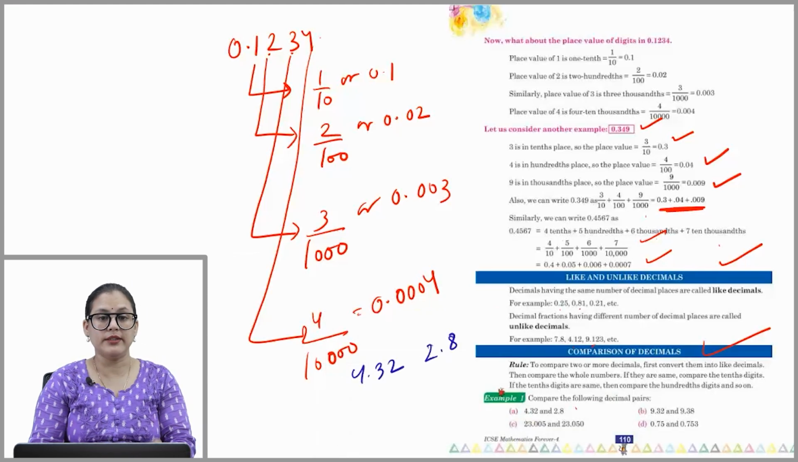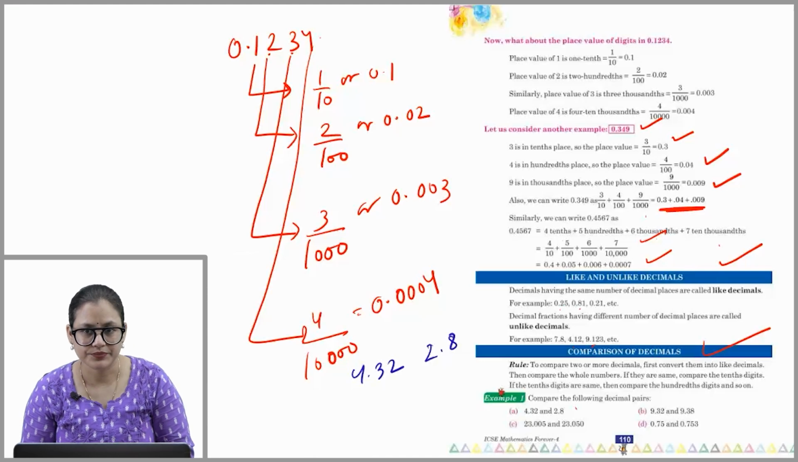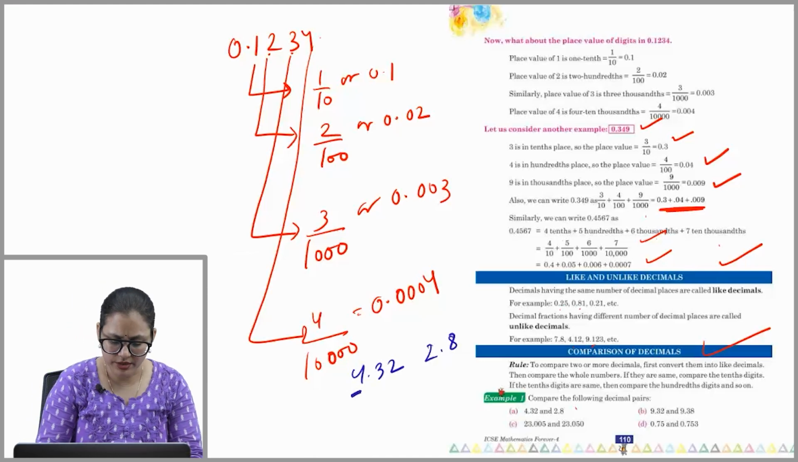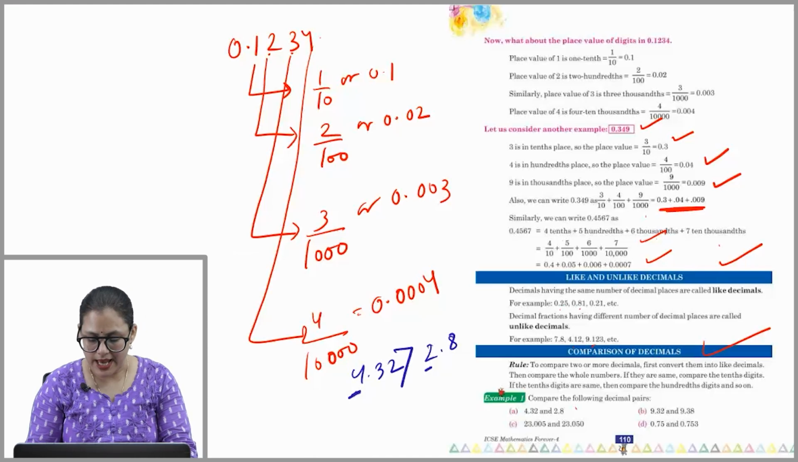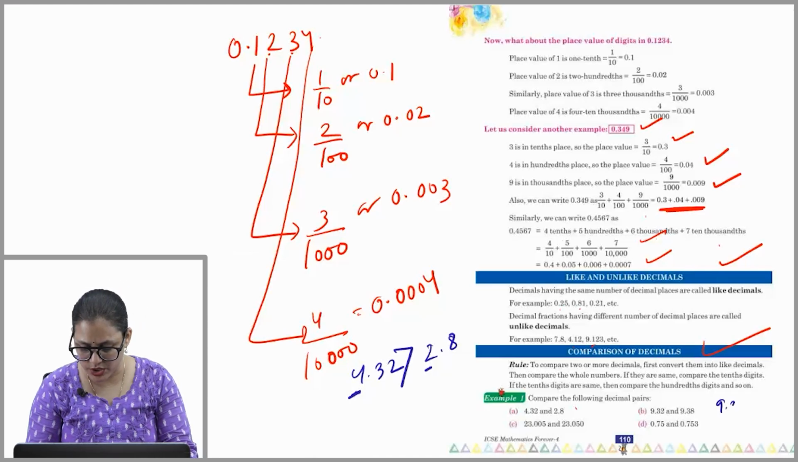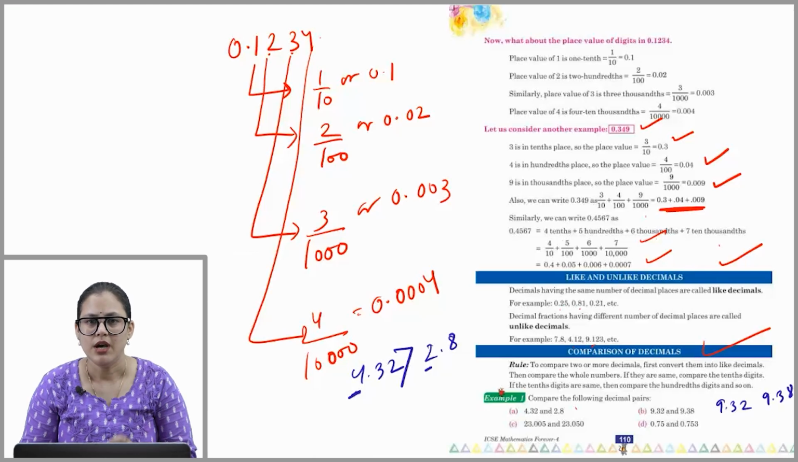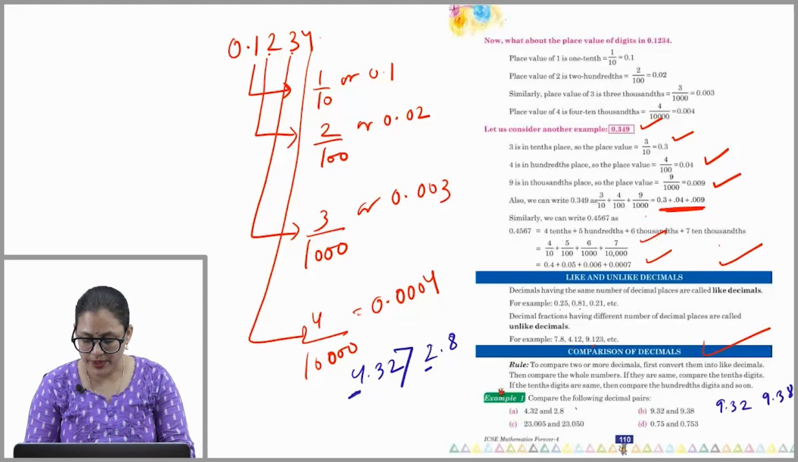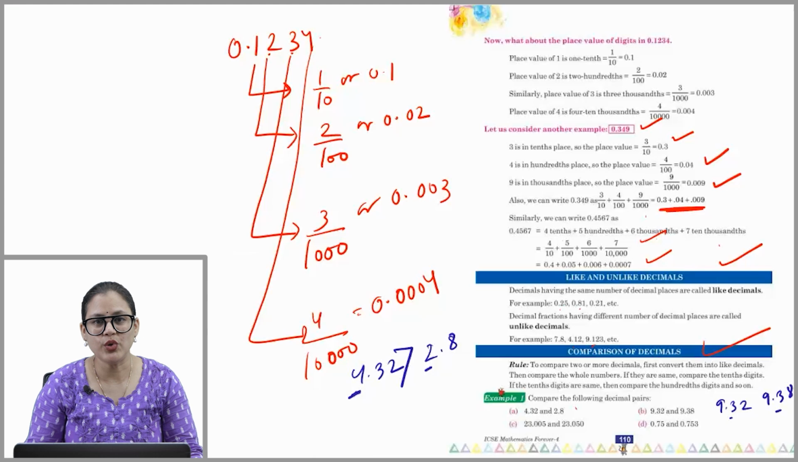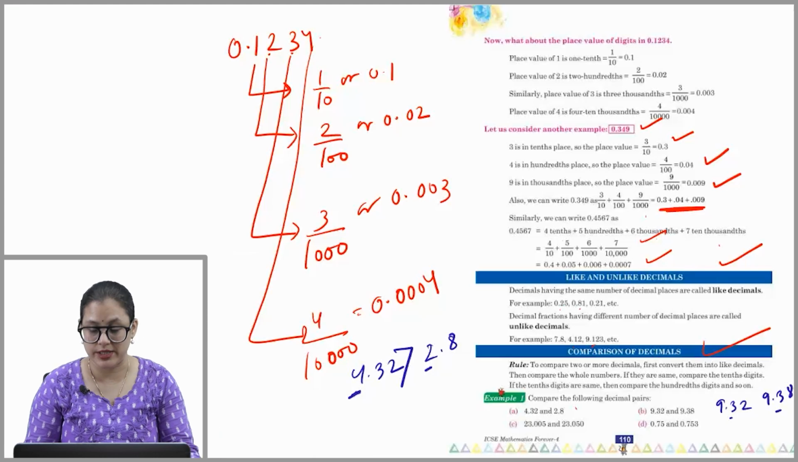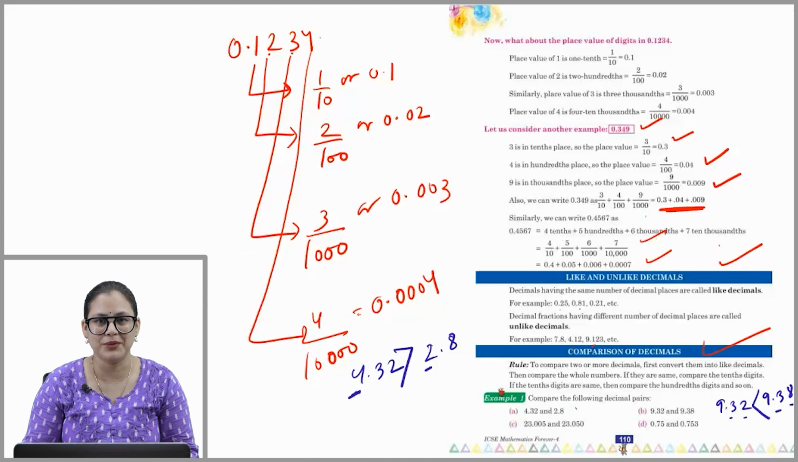First, what will you do? We will compare the whole part. Okay. So, whole part, here 4 and here 2, which one is greater? Obviously, this one is greater. Okay. And in B part, 9.32 and 9.38, if you notice it carefully, the whole part is same. Then you will compare the digit which is at tenths place, 3, 3, again same. Then move on to next place, which is hundredths place, here 2, here 8. So, which one is greater? Obviously, 8 is greater. Okay.